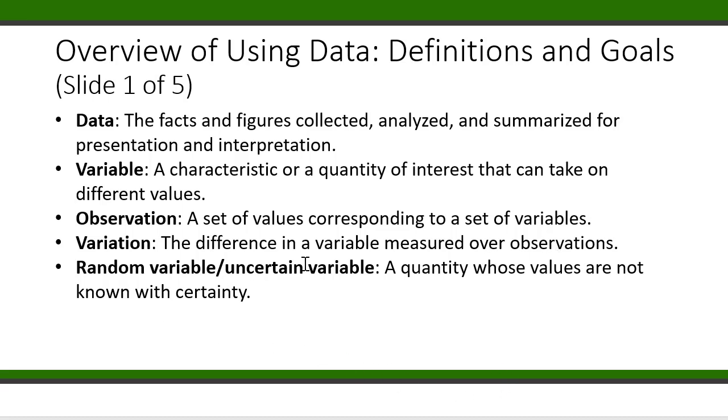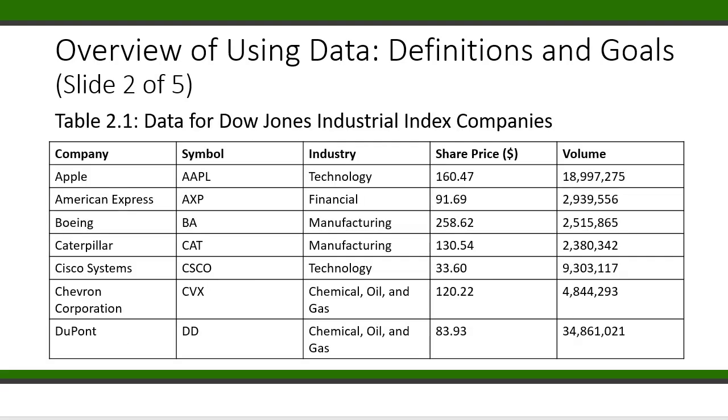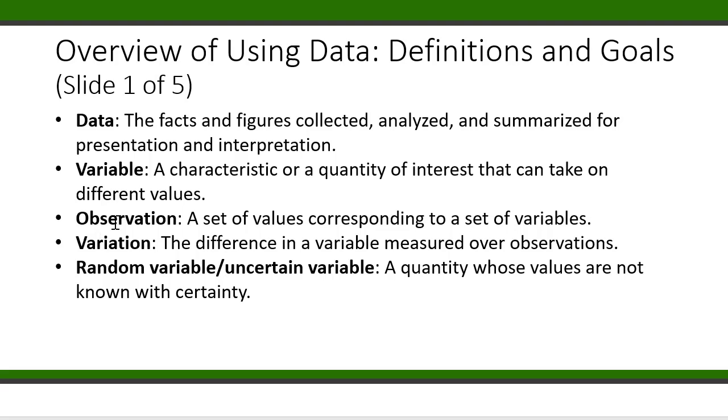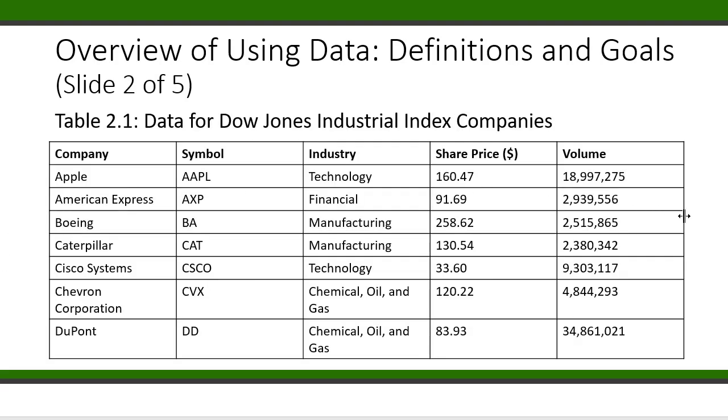You can have a random variable or an uncertain variable, and that's something whose value is not known with certainty. So if we look at this example, your book contains the Dow Jones Industrial Average companies, I should say, because we haven't really computed an average yet. Here you might want to think of these as the variables, right? They're like field names. And then we have data underneath. So if we go back and look at that, each observation is a row that goes across.